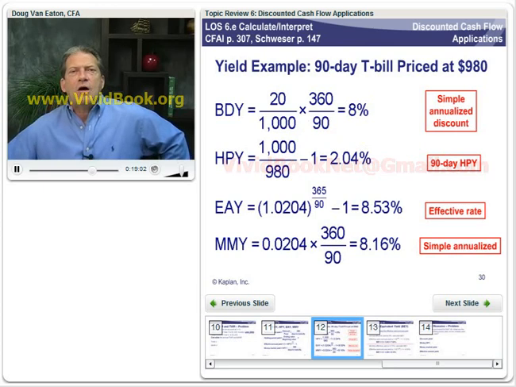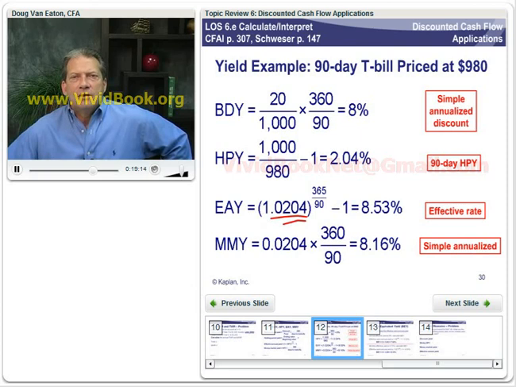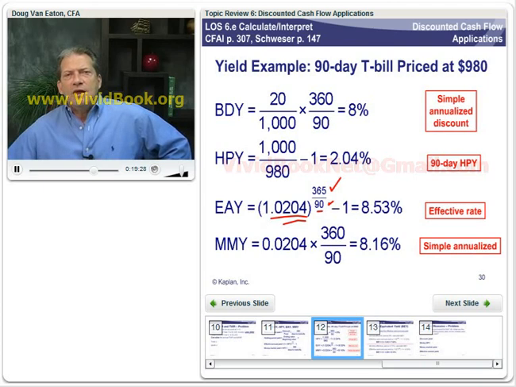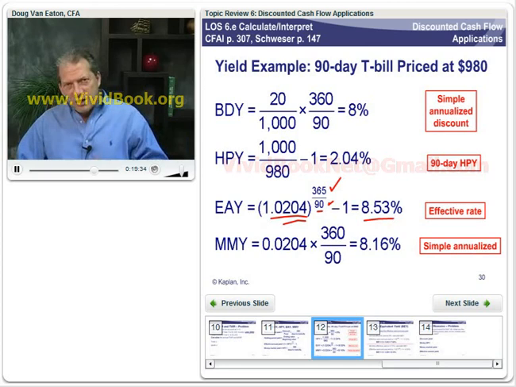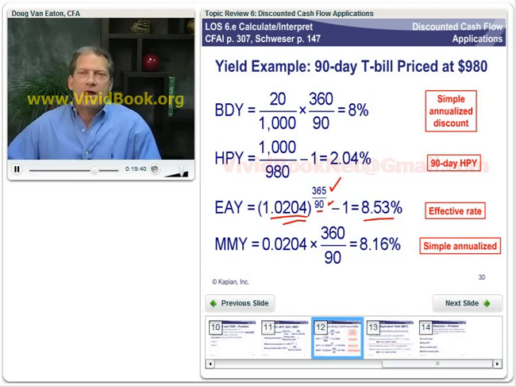Two more of these to go. The equivalent annual yield or effective annual yield. Take that 1 plus that holding period yield, 2.04%, compound it out for just over 4 periods, 365-day actual year, over 90 days, the maturity of the treasury bill. So our holding period yield is for 90 days, minus 1, and we see our effective annual yield, and that's really telling us if we were to reinvest at that rate just over 4 times, we'd earn 8.53%, based on a 365-day year.